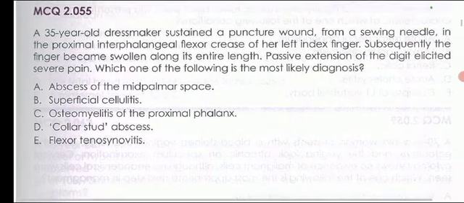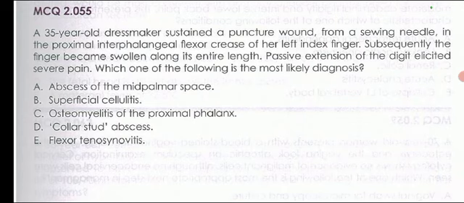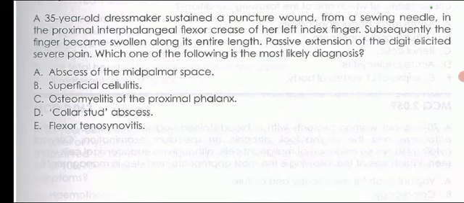So, a 35-year-old dressmaker sustained a puncture wound from a sewing needle in the proximal interphalangeal flexor crease of her left index finger. Subsequently, the finger becomes swollen along its entire length. Passive extension of the digit elicited a severe pain. Which one of the following is the most likely diagnosis? So the options are abscess of the mid-palmar space, superficial cellulitis, osteomyelitis of the proximal phalanx, collar stud abscess, flexor tenosynovitis.